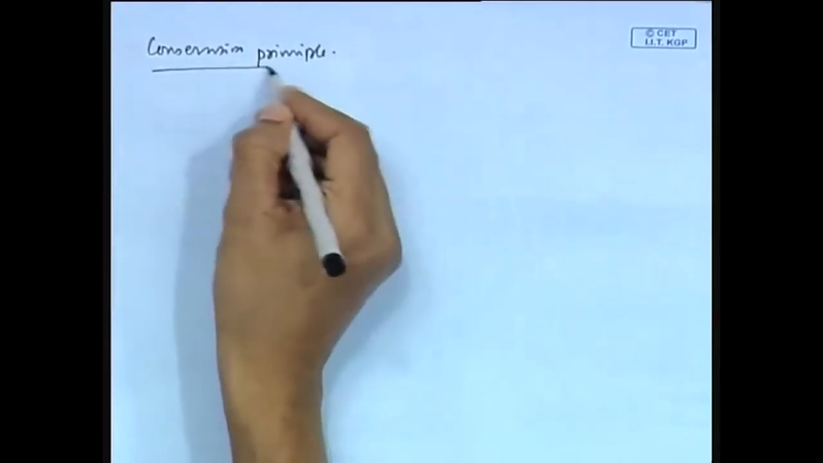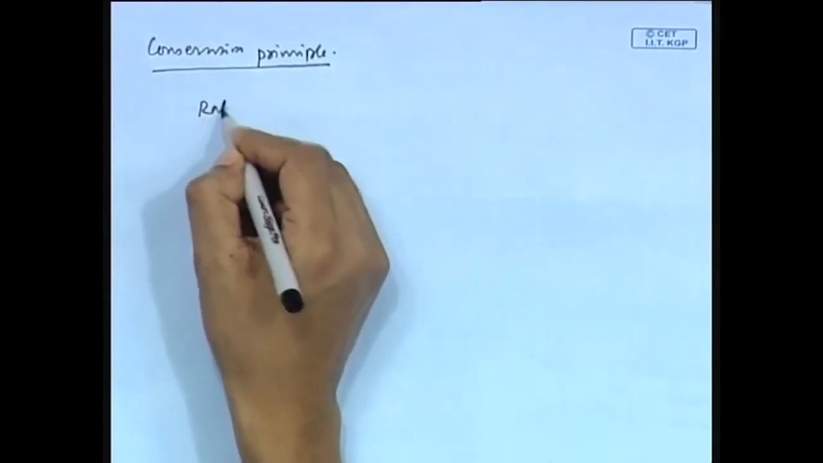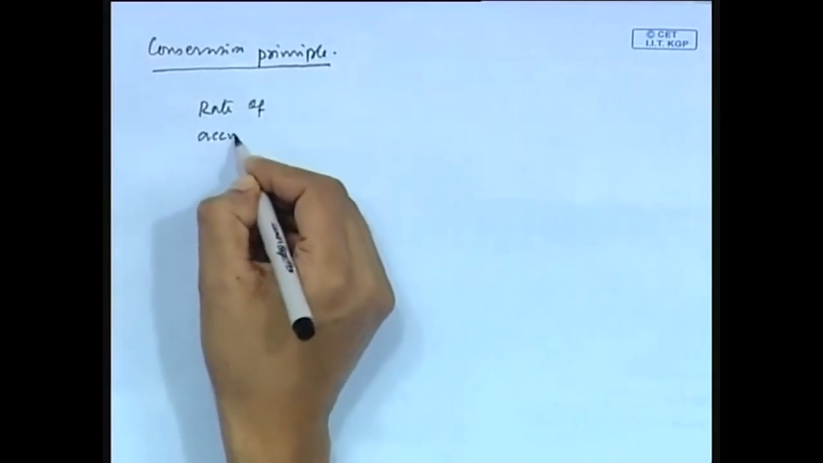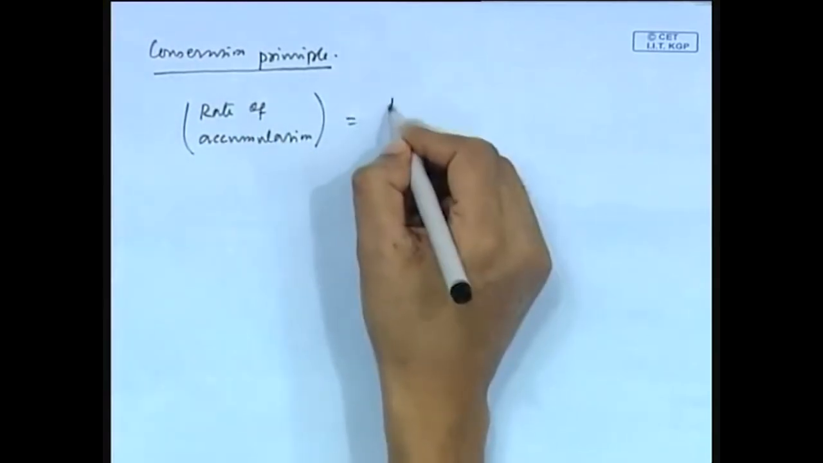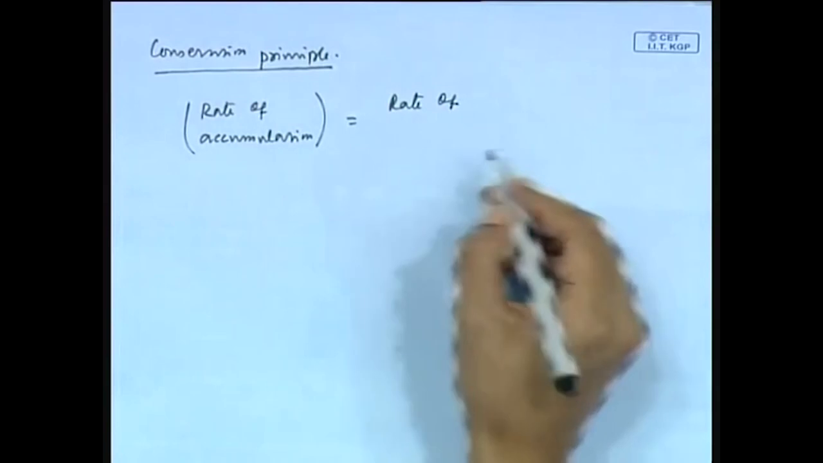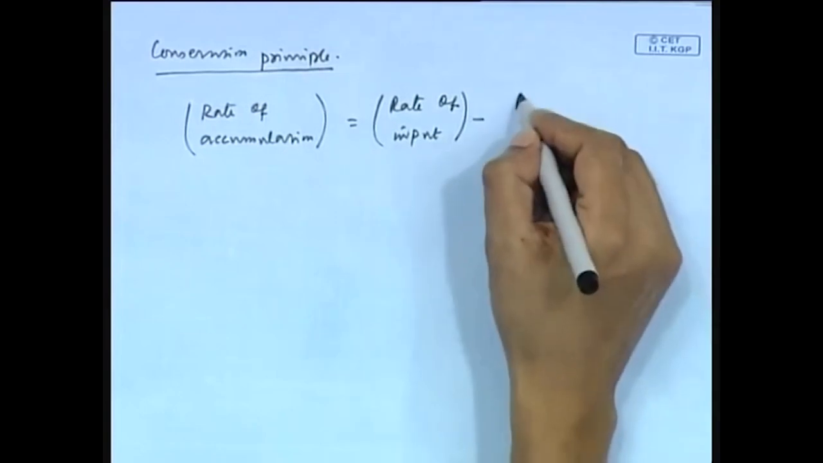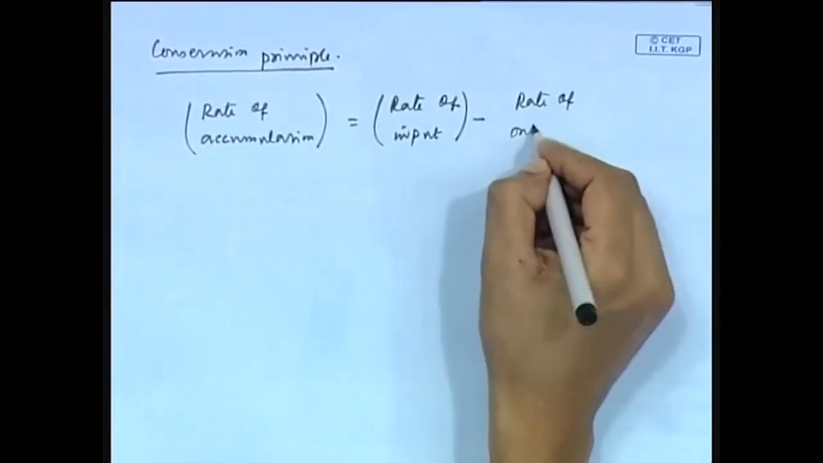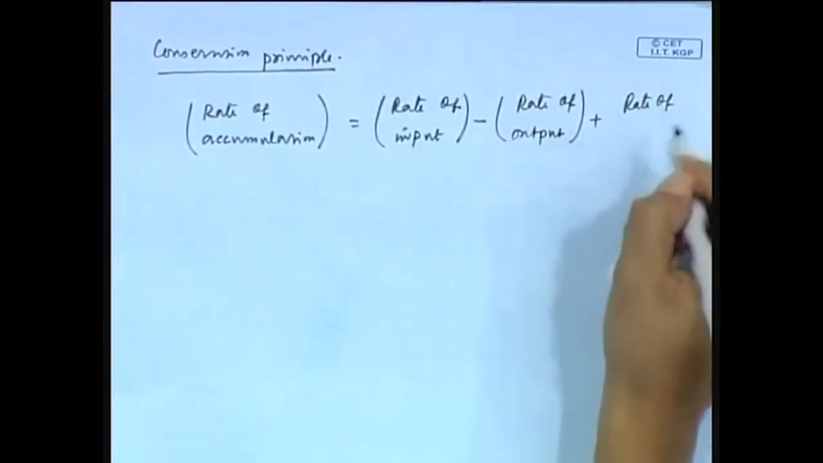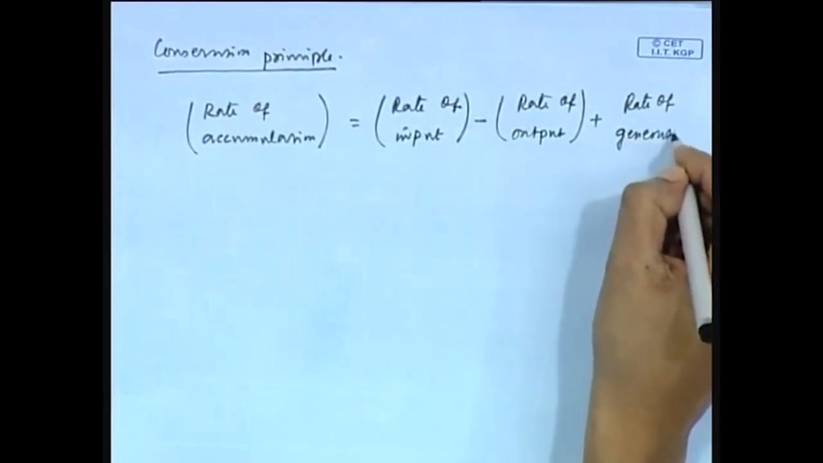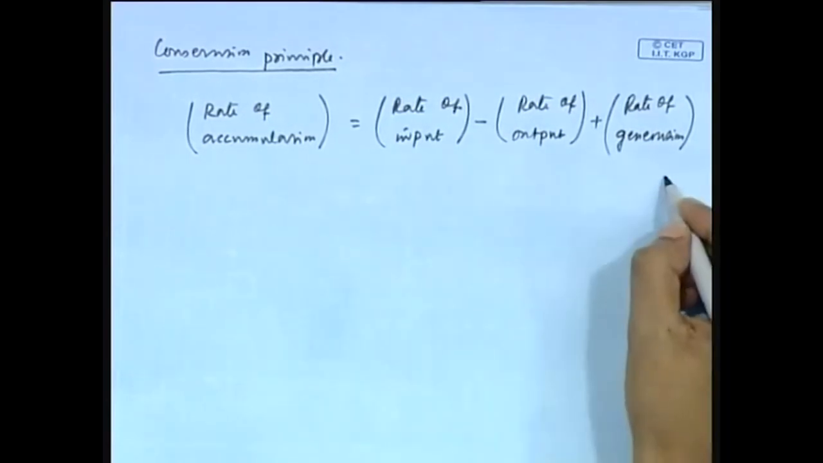The conservation principle we can represent in general form: rate of accumulation equals rate of input minus rate of output plus rate of generation. This is the general form of the conservation principle.